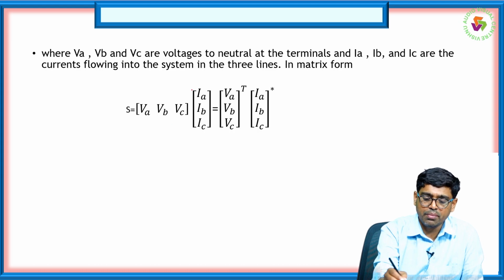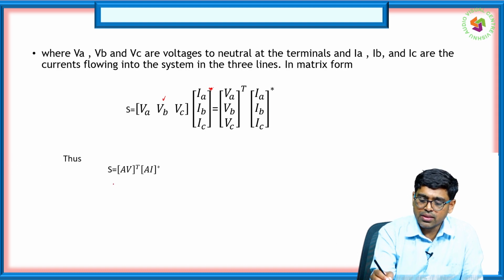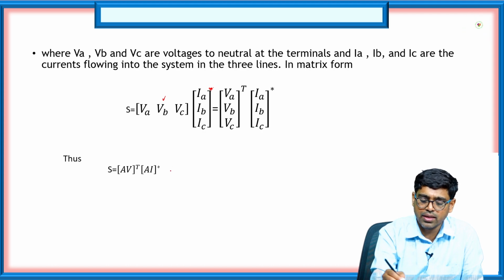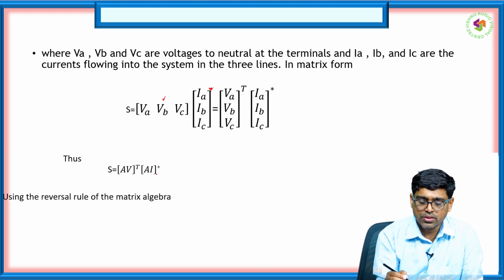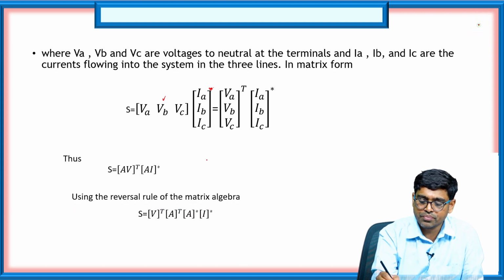So this is the voltage. If you multiply these two, VA into IA whole conjugate, so VA into IA conjugate, VB into IB conjugate, VC into IC conjugate. Further, we write this in transpose form, VA, VB, VC whole transpose, IA, IB, IC whole conjugate. And this S we write as A into V whole transpose, and this I we can write as A into I whole conjugate. Using the reversal rule of matrix algebra, AB whole transpose is nothing but B transpose into A transpose.